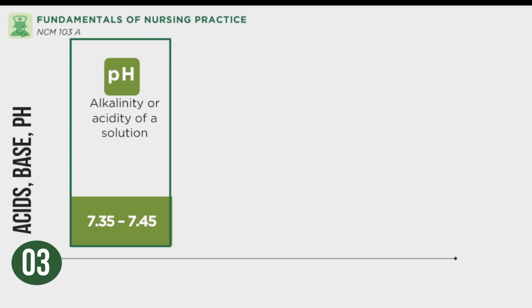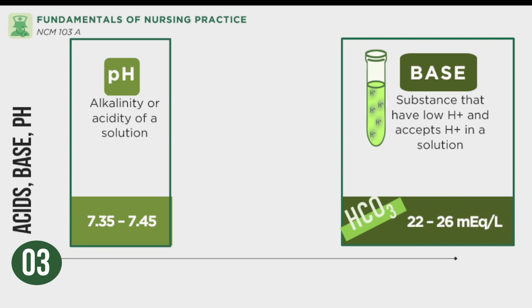While this may seem straightforward, the complexity arises from the pivotal players involved in maintaining this balance. One of these key players is your bicarbonate. Bicarbonate, or your HCO3, serves as our primary base. Bicarb assists in achieving alkalosis. And your normal value for bicarb is 22 to 26 milliequivalents per liter.